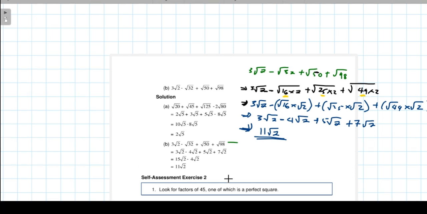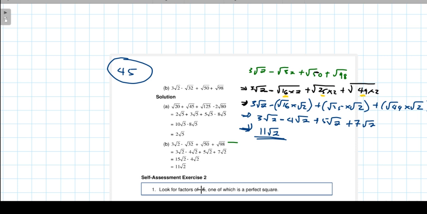So that is our answer. It says self-assessment here. You are told to look for factors of 45, one of which is a perfect square. I will allow you to do that on your own. It's very easy. Look for the factors of 45, and you are told that one of those factors is a perfect square. So just check it out. That factor could be 9. When you look at the factors of 45, you'll be dealing with 5, 9, and all of those. That 9 is a perfect square because 9 times 5 will give you 45.